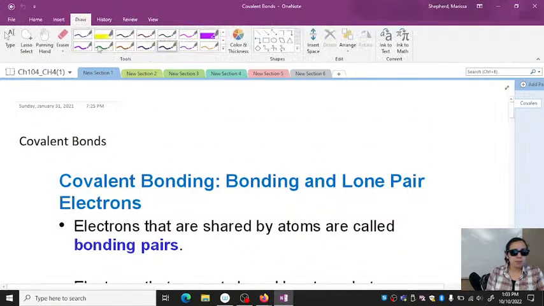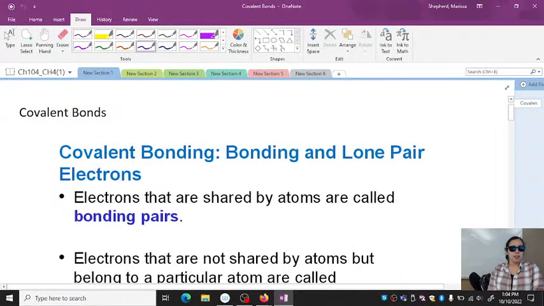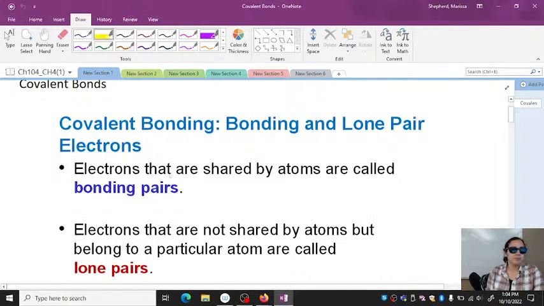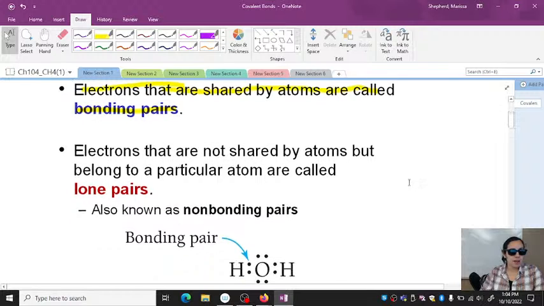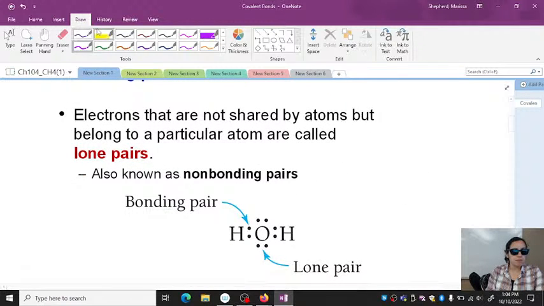So let's start Chapter 4 then, of covalent bonding. Last week we did ionic bonding, which was metal plus nonmetal, and we said they were just held together by those electrostatic forces. Now we're doing covalent bonding, where we actually do have sharing of electrons. Electrons that are shared by atoms are called bonding pairs. Electrons that are not shared by atoms but belong to a particular atom are called lone pairs, also called non-bonding pairs.